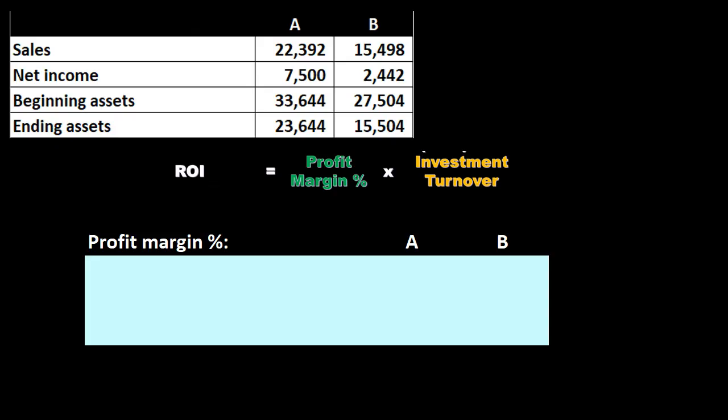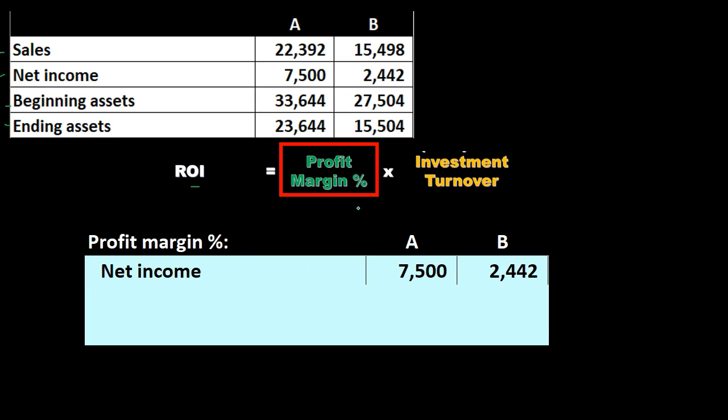So once we have that information, we can calculate the profit margin percent with our data up top. What we have is the sales, the net income, and the beginning and ending assets. We're going to calculate the ROI. The profit margin percent is the first thing we need to calculate. Here's our overarching formula: profit margin percent times the investment turnover. We first need to figure out the profit margin percent.